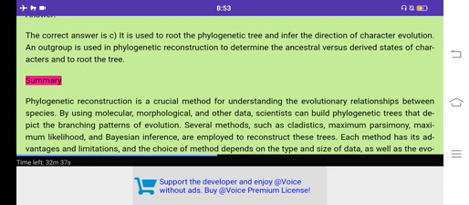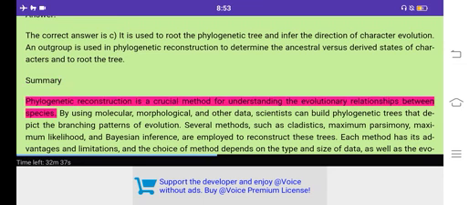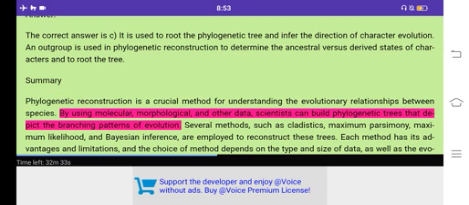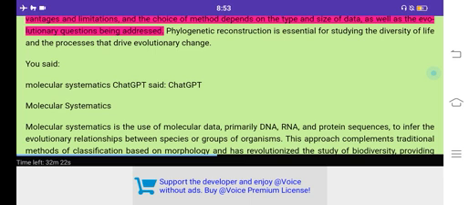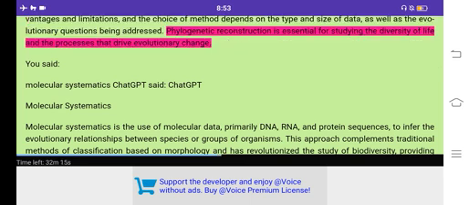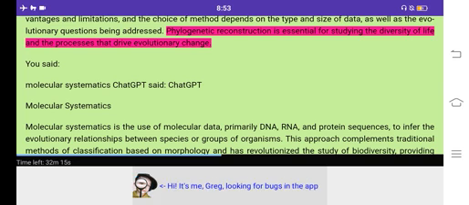the evolutionary relationships between species. By using molecular, morphological, and other data, scientists can build phylogenetic trees that depict the branching patterns of evolution. Several methods, such as cladistics, maximum parsimony, maximum likelihood, and Bayesian inference, are employed to reconstruct these trees. Each method has its advantages and limitations, and the choice of method depends on the type and size of data, as well as the evolutionary questions being addressed.